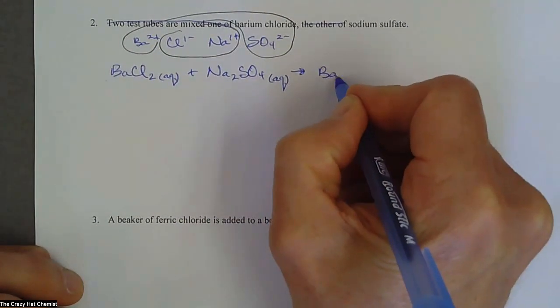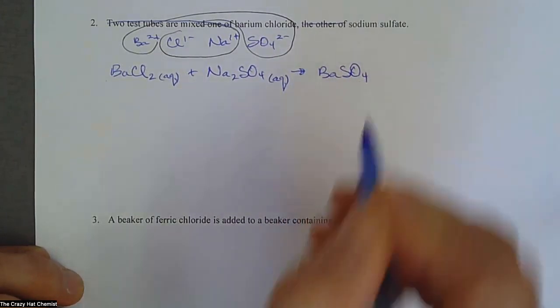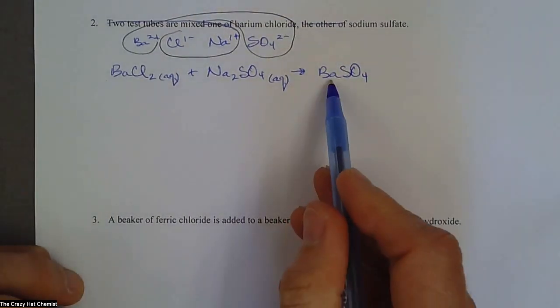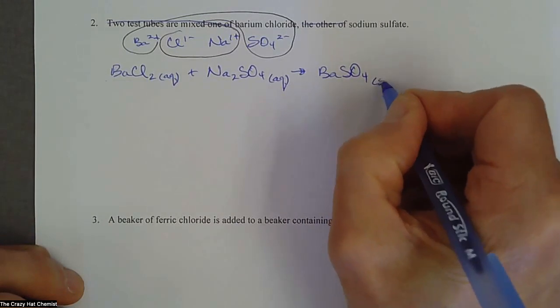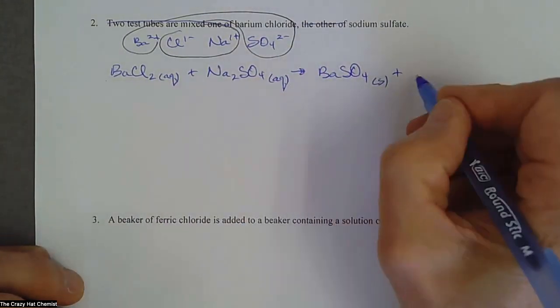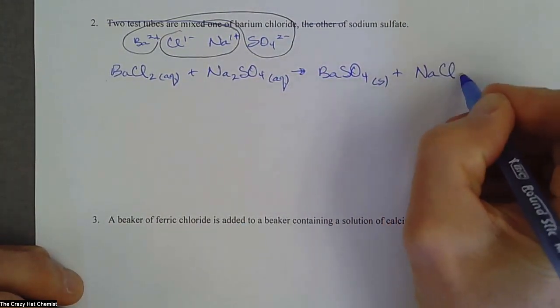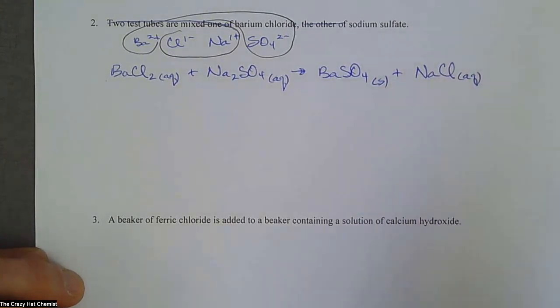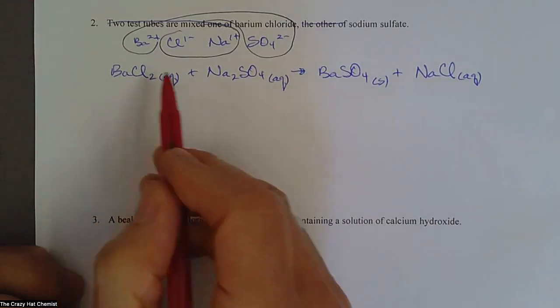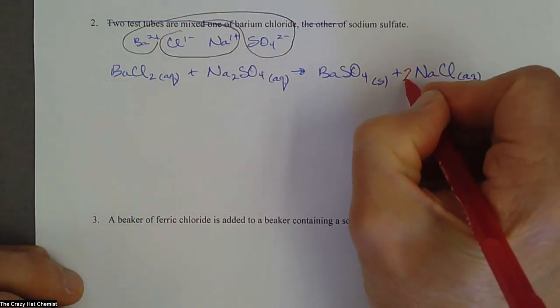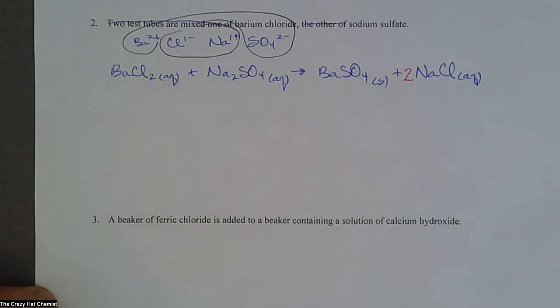I'm going to write the barium sulfate here. And sulfates are aqueous except for barium, strontium, lead, and calcium. So therefore, this is solid. And then you have NaCl. And this is aqueous because anything with sodium in it is aqueous. We need to balance this. There are 2 chlorines and 2 sodiums and 1 on the product side, and now that is balanced.